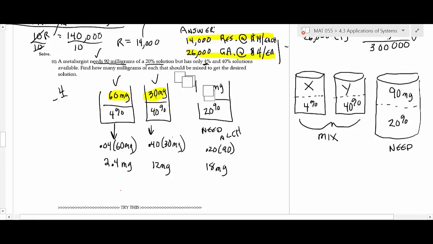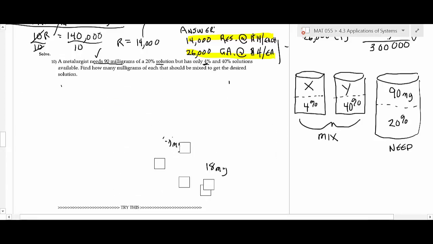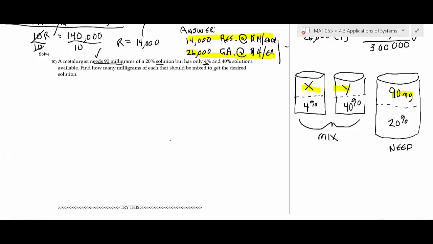Now I'm going to erase all this stuff because I need to take up a little bit of room on this. Now what we're going to do from here is build our equations. Can you tell me what the relationship between X, Y, and 90 is in this problem? There you go. They added up to 90, right? That's what the problem says. So that means your first equation would be X plus Y is equal to 90.